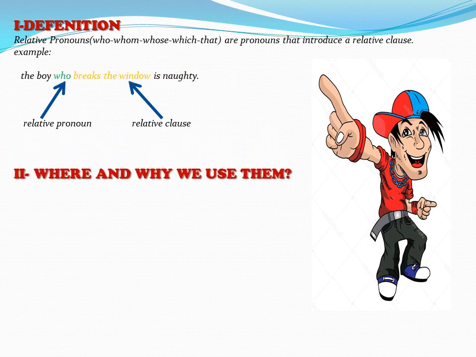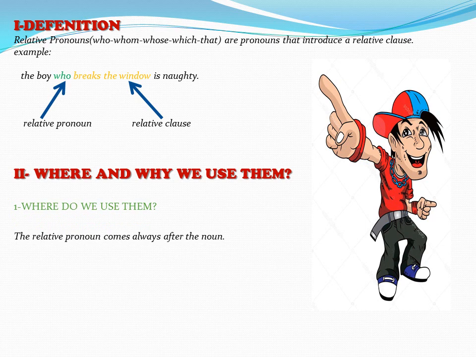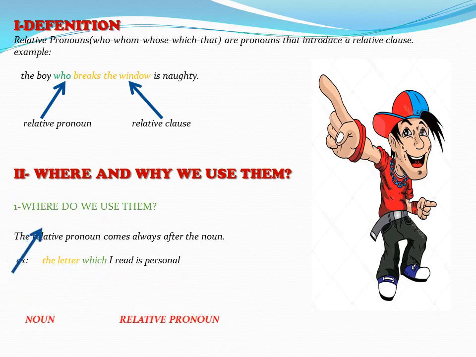Now the second step is where and why we use them. Where do we use them? The relative pronouns always come after the noun which they characterize. The letter which I read is personal. The noun is the letter, and which is the relative pronoun. It means that the relative pronoun comes after the noun letter.